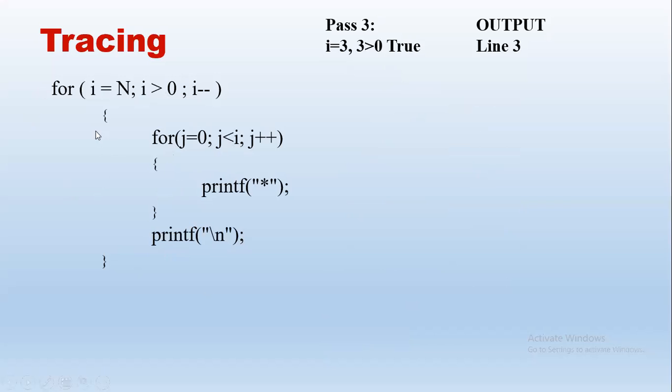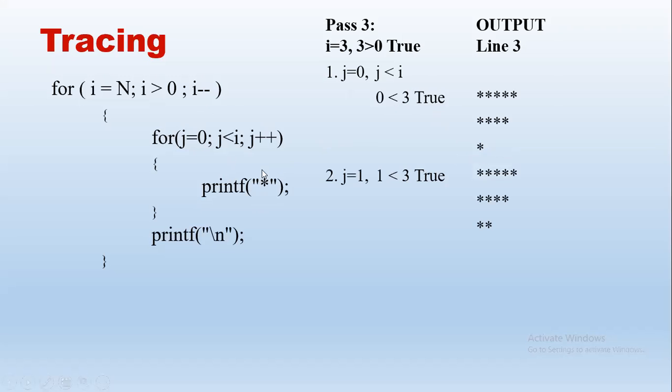What is the condition now? 3 greater than 0. Condition is true. We need to print line 3. Okay. So line 3, we have already printed 2 lines. So in line 3, j again starts from 0. 0 less than i, which is 3. 0 less than 3, condition true. So for the first time, pass 3 is executing. So in this first step, 1 star has to be printed. So star is printed once in line 3.